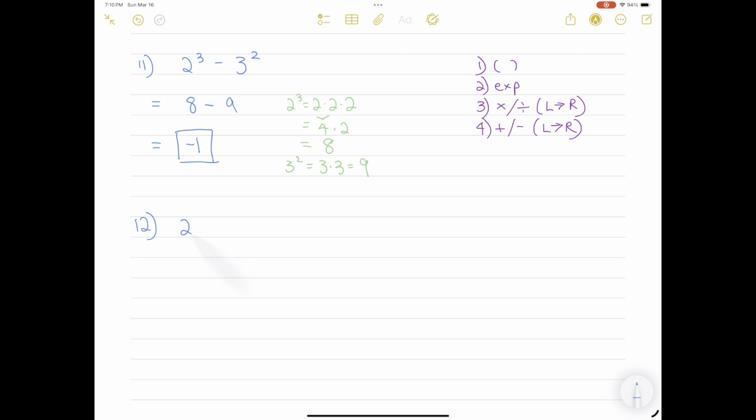Problem number 12. 2 to the third power plus 3 squared. 2 to the third power is 2 times 2 times 2, which works out to be 4 times 2, which equals 8. I write 8 down on the line below the problem. 8 plus 3 squared, which equals 9. I write 9 on the line below. So now I have 8 plus 9, which equals 17. I box my answer.